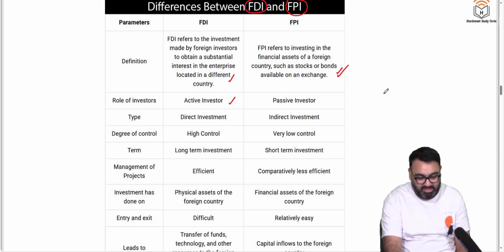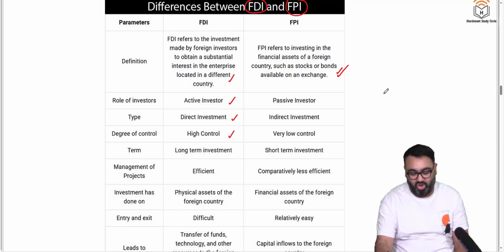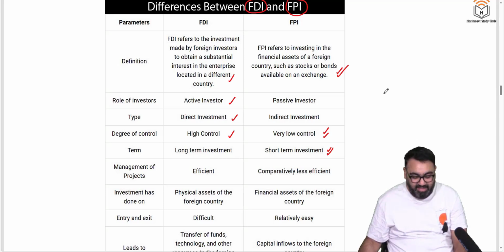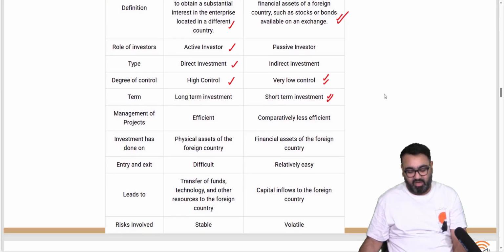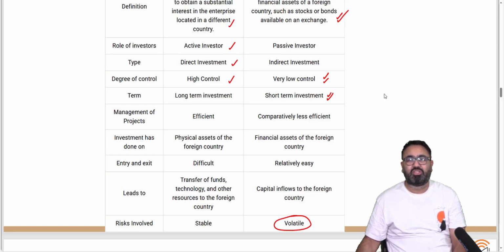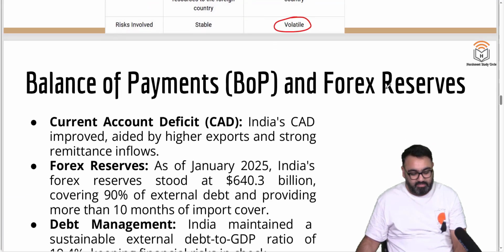FDI investors are active investors, they make direct investment, and they have a high degree of control. While FPI investors do not have very high control, they are a very short market investment. They're just looking for easy returns. Wherever they think they are getting a better return, they will just leave the country, and that is why it's volatile. So foreign portfolio investments are more volatile as compared to foreign direct investments.